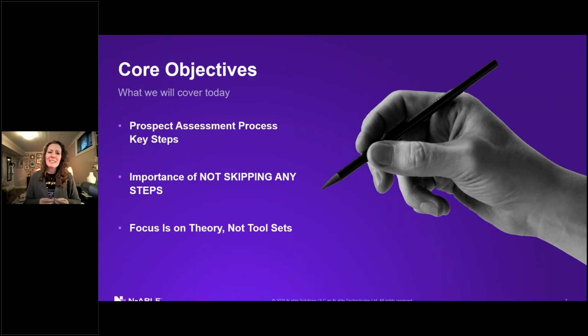I like to say that at the very beginning, because some people come to this bootcamp thinking I'm going to be pitching a tool that Enable has, and we don't. I'm not. This is not a tool sale. This is pure theory that I'm going to be talking about today.